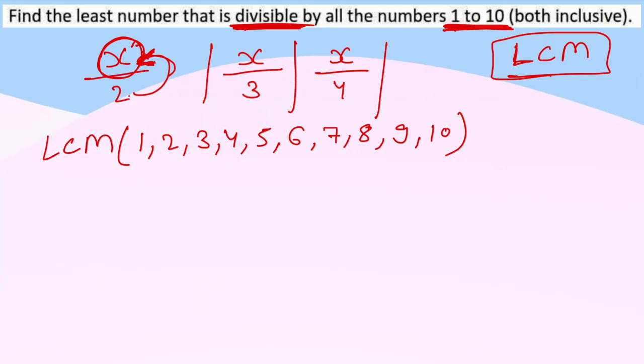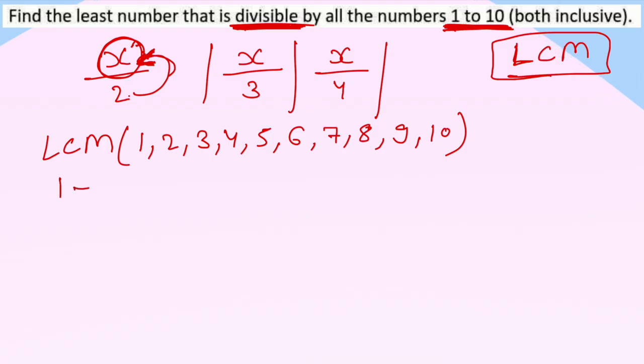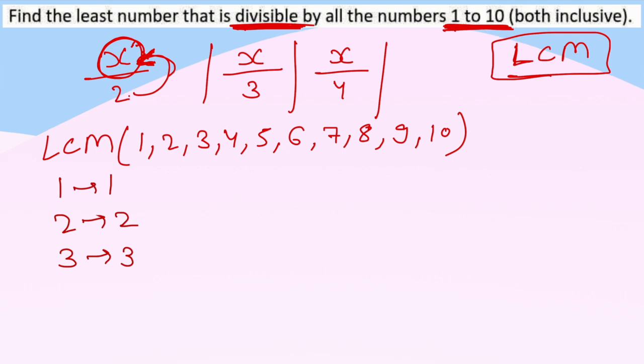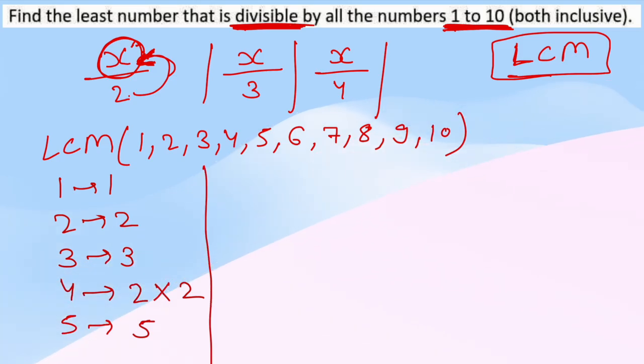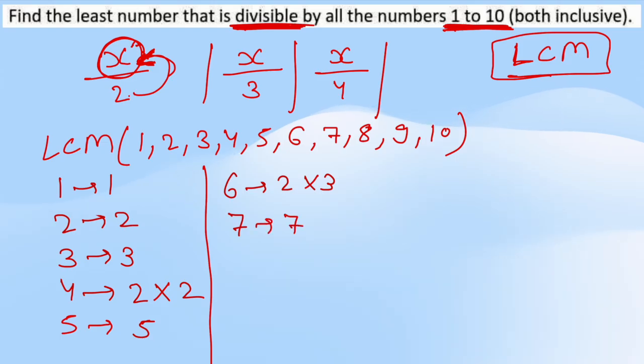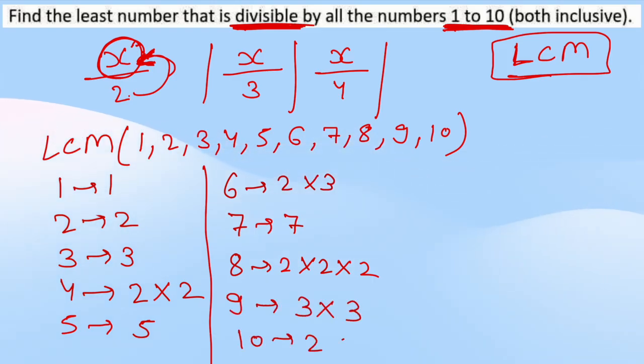We have two methods, right? So if we try to find the factors first, 1 will be 1 only, 2 will be 2 only, 3 will be 3 only, 4 will be 2 into 2, 5 will be 5 only, 6 will be 2 into 3, 7 will be 7 only, 8 will be 2 into 2 into 2, and 9 will be 3 into 3, and 10 will be 2 into 5.